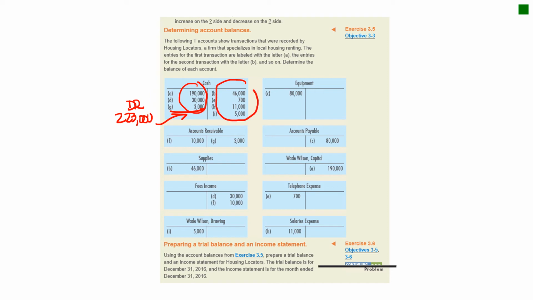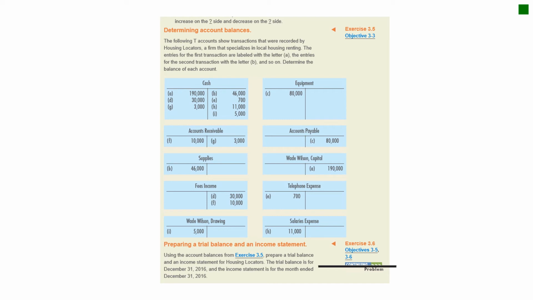For the credits, if you then add up all the credits, 46,000 plus 700 plus 11,000 plus 5,000, you're going to get $62,700. So you add the debits, you add the credits, and then you have to take the difference. The balance is always going to be on the side that's larger, which in this case is the debits. So if you take the 223, subtract the 62,700, you would get a balance of 160,300, which would be the balance for cash. That would be what's called a debit balance for cash. That's all you have to do.